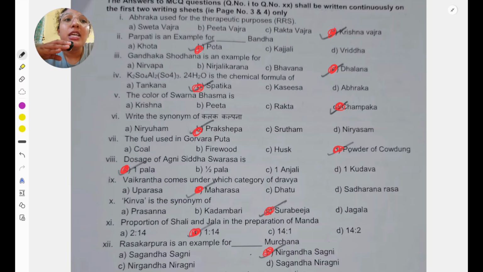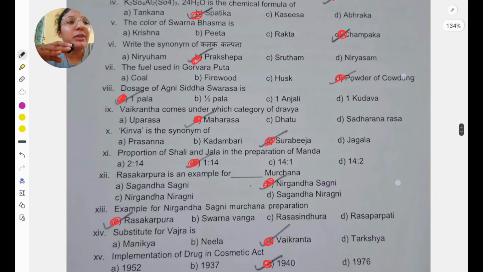K2SO4·Al2(SO4)3 is Sphatika. Sometimes they will ask what is the chemical formula of Sphatika or alum. The color of Swarna Bhasma is Champaka, so again it is important. Bhasma Pariksha and their colors are important.